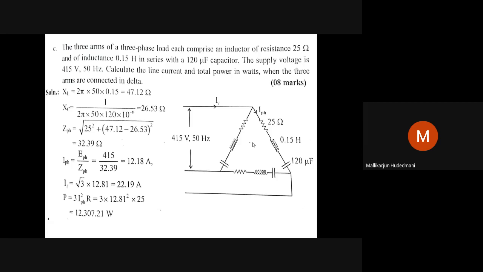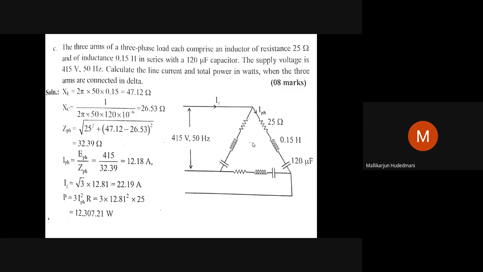Let's move to one more from here. I think this was seen. This was also seen. This was not seen. I am remembering. Okay. So the problem is: the three arms of a three-phase load each comprise an inductor, a resistor and a capacitor. You can see there RLC in the same path: 25 ohms, 0.15 Henry, 120 microfarad.